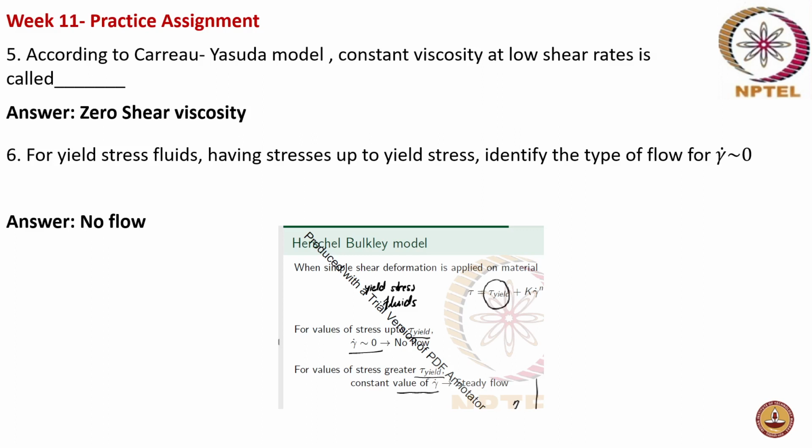Okay, and when it has stresses greater than your yield stress, for a constant strain rate, it will have a steady flow. So that is why I stressed upon the term yield stress fluids. Yield stress fluids cannot flow, and that too, the strain rate is zero also.